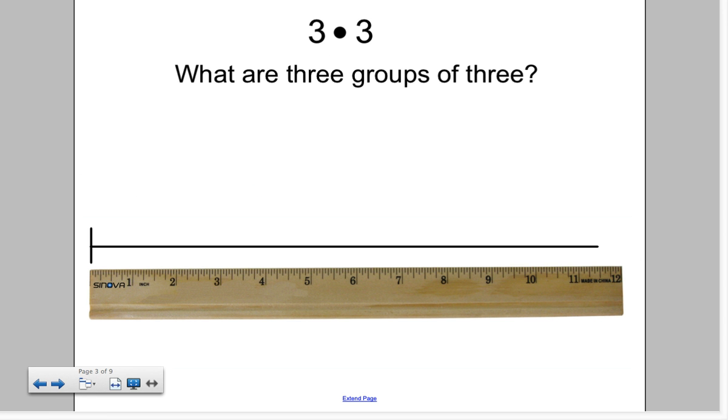All right, what I'd like you to do is try this. I want you to pause the video and show me what are 3 groups of 3, or 3 times 3, using the ruler and the number line.